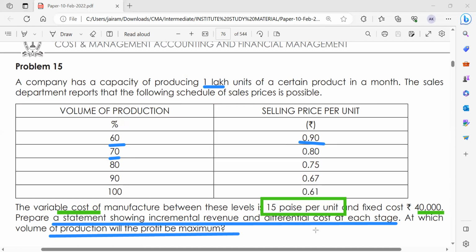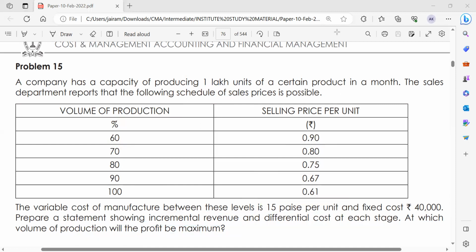They are asking at which volume of production the profit will be maximum. When you just directly compare all these marginal cost statements, you will directly get at which level it is maximum. There it's not a problem. The only thing is you have to understand what is incremental revenue and differential cost. That I will explain to you. Earlier we have discussed the incremental revenue, differential cost concept, in some other problem.